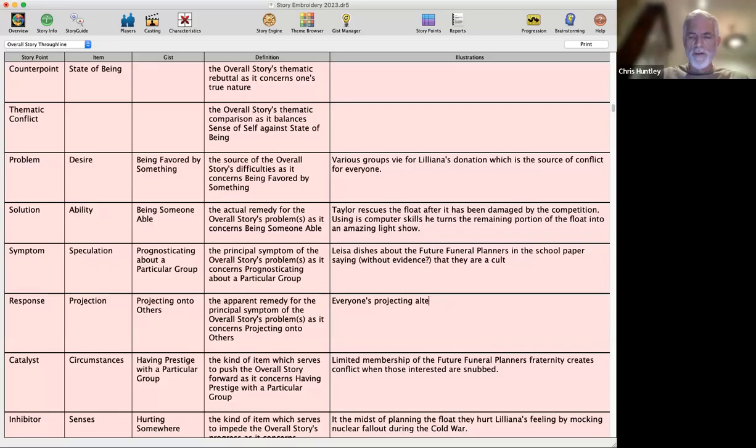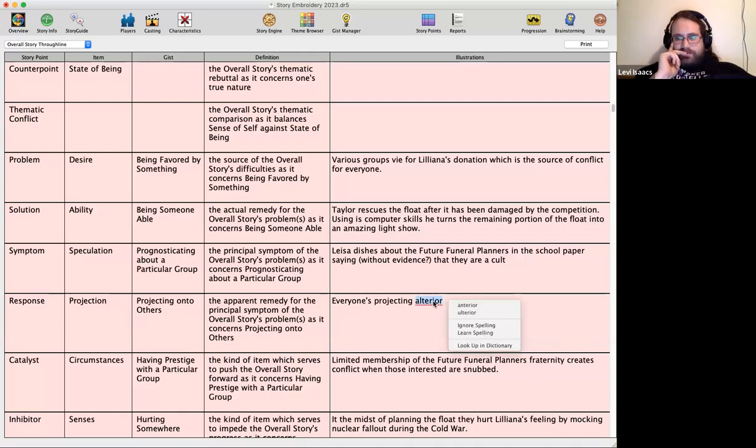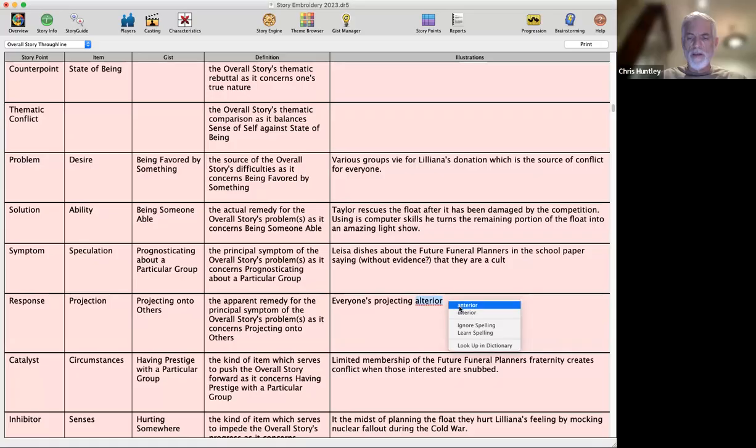Wait, how do you spell ulterior? I thought that's not the right one. A-L-T. I think it's with a U. Oh, is it? Ulterior. No, it's anterior. Oh, U-L-T. Oh, sorry, ulterior motive.